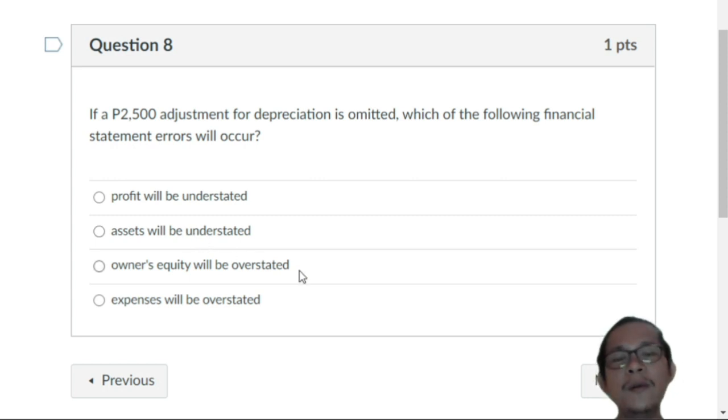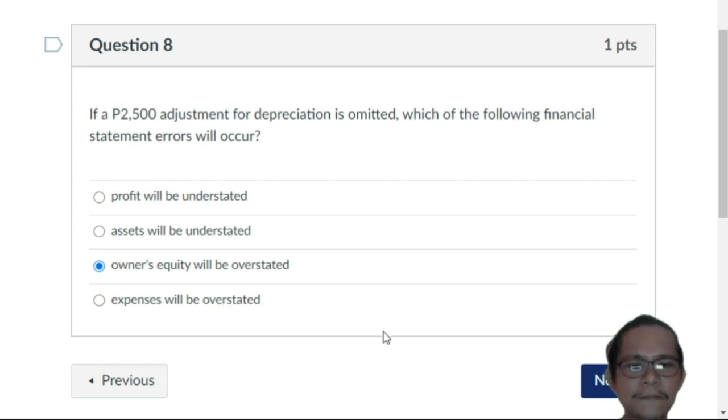Owner's equity will be overstated. Dito, profit mo, overstated. Pag transfer mo yan sa equity, yung equity account mo, yung capital mo, will also be overstated. So, ito yung tamang sagot. Yung expense mo, mali yan kasi dapat understated naman yan.